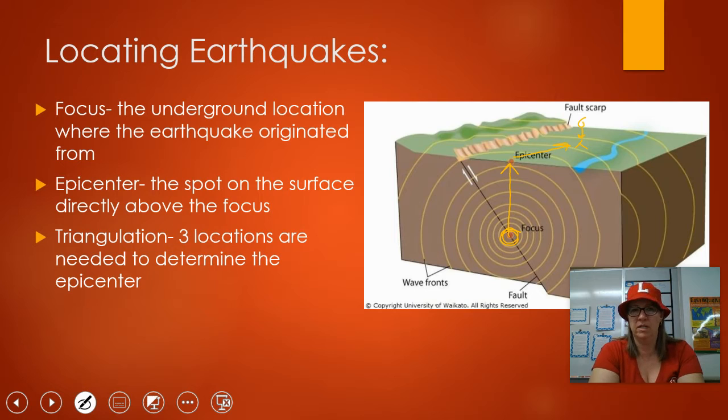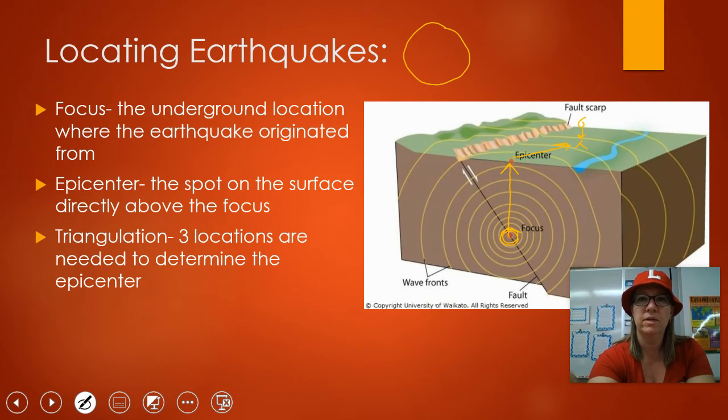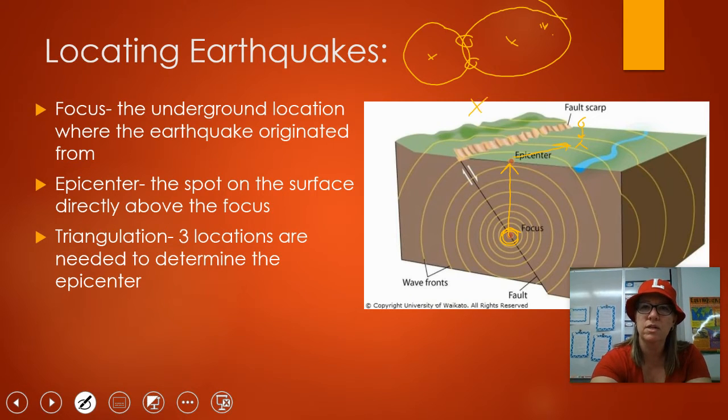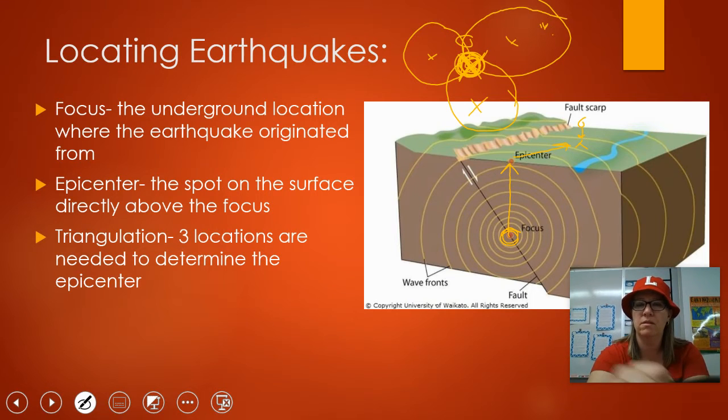In order to determine the epicenter of an earthquake, we need to do something known as triangulation. Basically, you need three locations. You need three seismometers to calculate how far away the seismic waves are coming from. Here's a seismometer there, and here's one there. If you've got these two different locations measuring the time it takes for the seismic waves to hit, if you only have two, you've got two locations that this could possibly be. So you need a third seismometer to triangulate. The place where all three overlap tells you where the epicenter is.